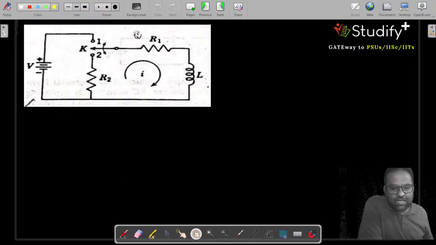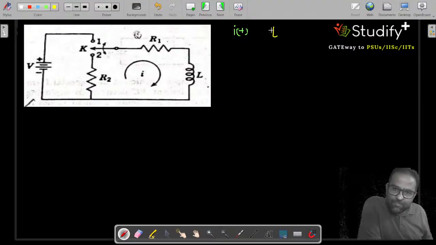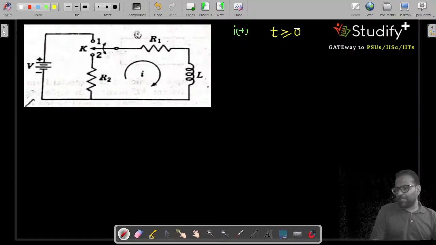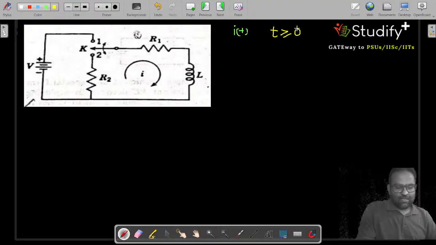What this circuit is asking is: what is the value of i(t) for t greater than or equal to 0? This is our question. How can we analyze this circuit? This is very important.